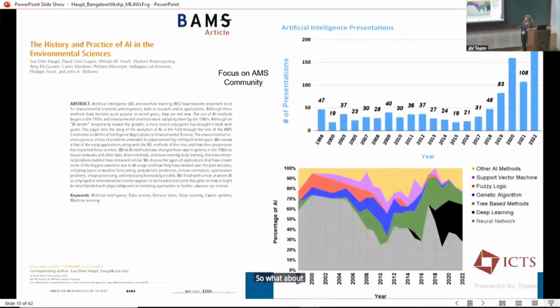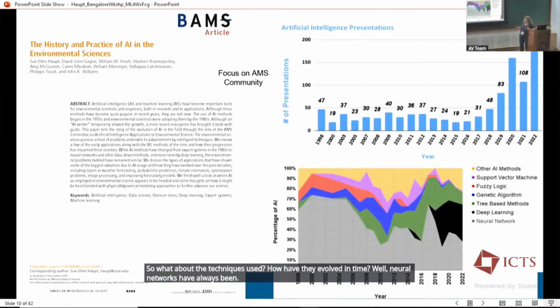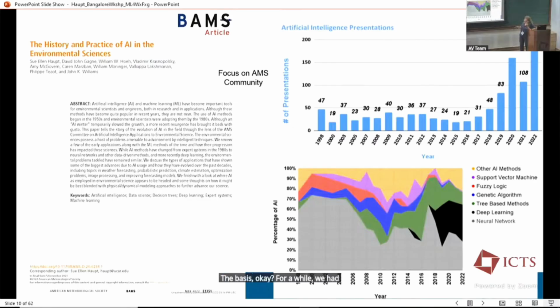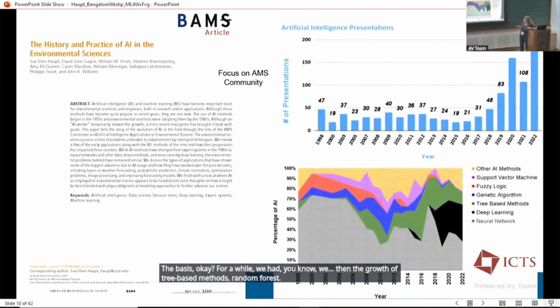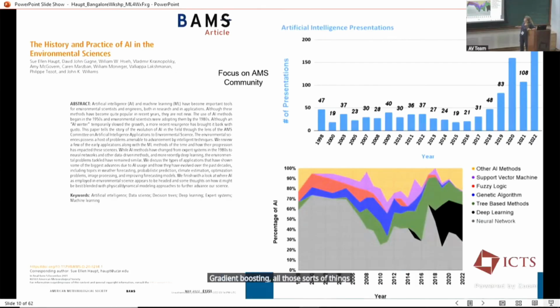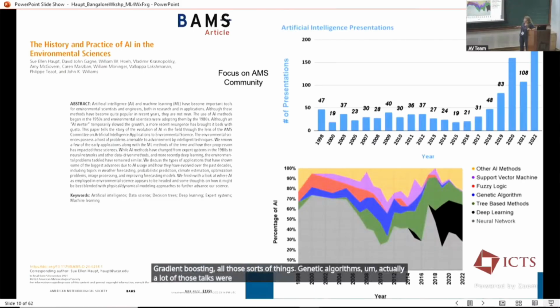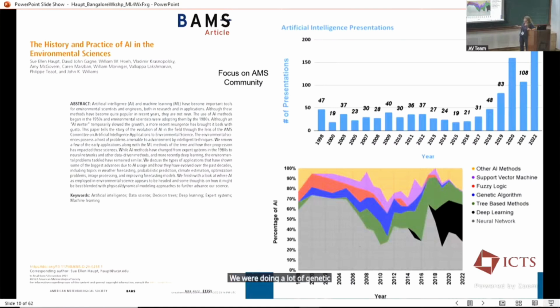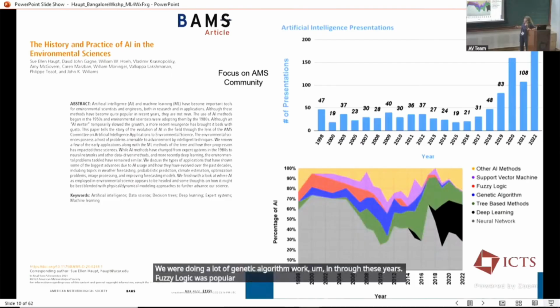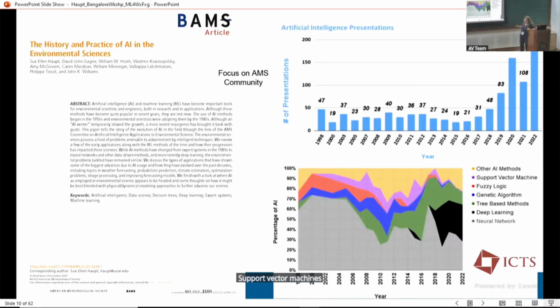So what about the techniques used? How have they evolved in time? Well, neural networks have always been the basis. Okay, for a while we had the growth of tree-based methods, random forest, gradient boosting, all those sorts of things. Genetic algorithms, actually a lot of those talks were my students. We were doing a lot of genetic algorithm work through these years. Fuzzy logic was popular for a while, but kind of died out. Support vector machines, again, less of it now.